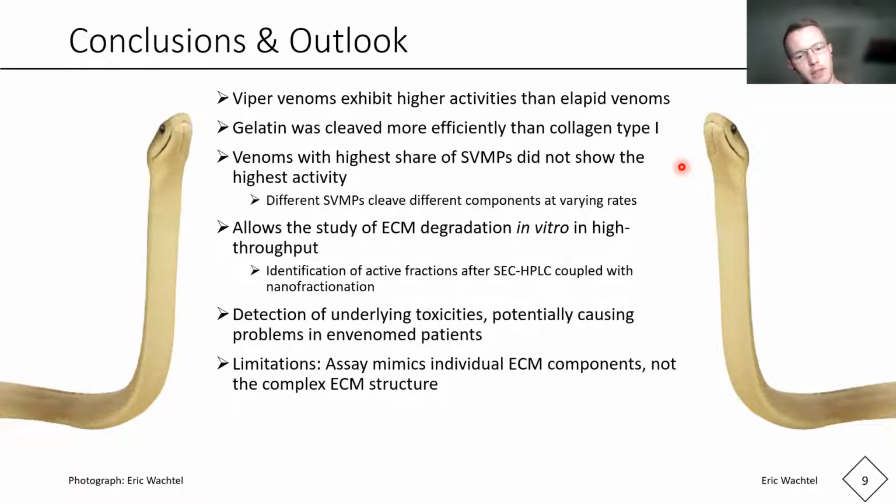And then the limitations, of course, we only tested individual components or mimics of ECM. So the structure is not as complex as in our cells, but it gives us a good idea which components get cleaved. And that shows us, okay, here we have some very ECM active components or not.